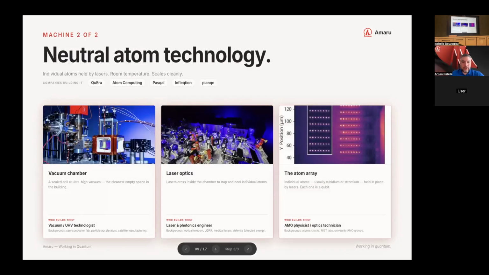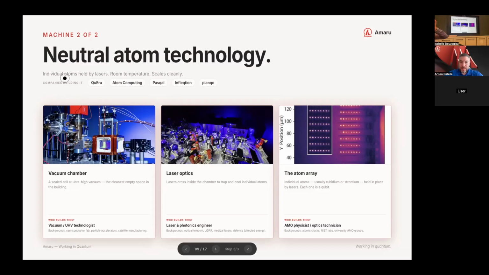So now we're talking about neutral atom. We talked about QuEra. If you look here at the card where it says vacuum chamber, on the left side, that is technology from QuEra. There are also other companies that are using neutral atom, but since we're in the Cambridge area, that's the company that we tend to point to most.